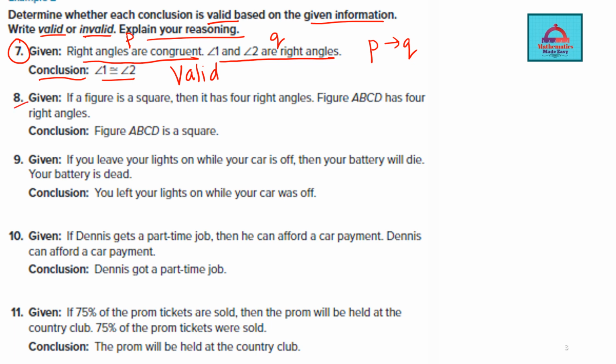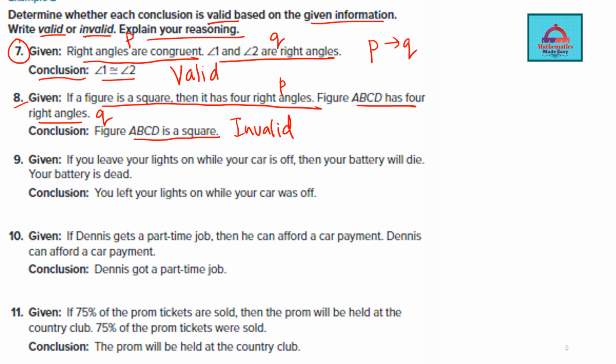If a figure is a square, then it has 4 right angles. Figure ABCD has 4 right angles. So this is statement P, this is statement Q. Now the conclusion is figure ABCD is a square. Now if it has 4 right angles, then it is not necessary that it is going to be a square only, because it can be a rectangle as well. So this conclusion is definitely not valid. It is invalid and it is not true.